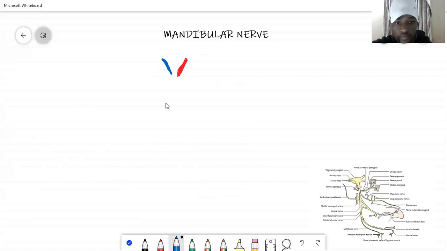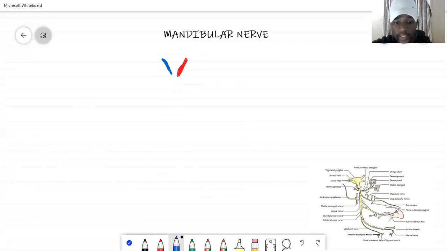Awesome. And another thing is this sensory root. It's not like it takes one of the sensory nuclei. It's from all three. Hence, it's thicker. I hope that makes sense, guys. So this is your sensory root. This is your motor root.